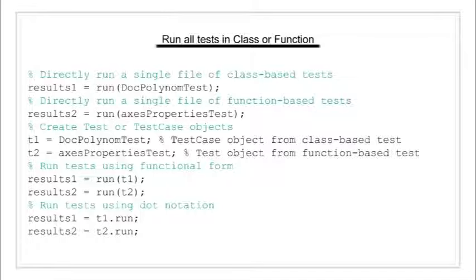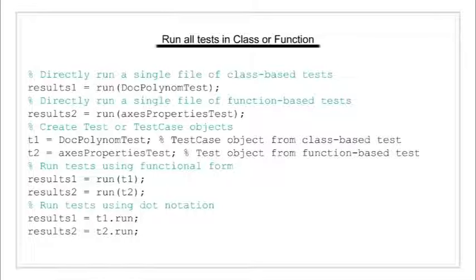When tests are being run directly, there is no need to explicitly create a test array. As seen in the code snippet here, the first line directly runs a single class-based test in the polynomial test file. The second line shows how to run a single file of function-based tests. The next snippet is where I have created test case objects for each of the class and the function. Now using these test case objects in this functional form, I am running the tests.